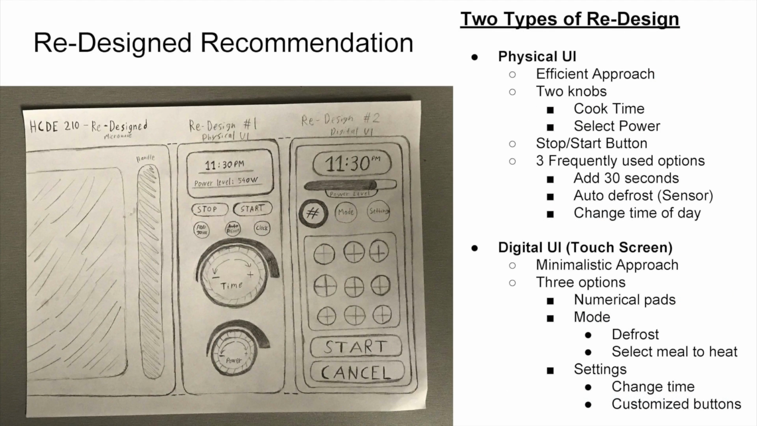We created 2 recommendations. First one is an efficient physical UI, 2 knobs, cook time, power, and 3 frequently used buttons. Second is a minimalistic touchscreen UI, 3 options, numeric keypad, mode for defrost, and settings for changing time.